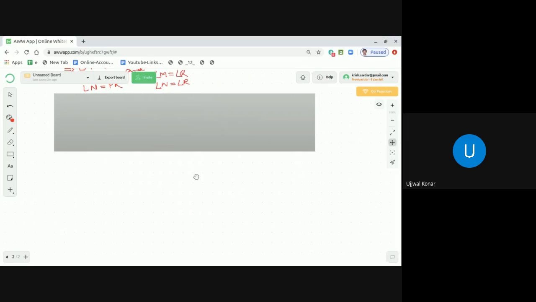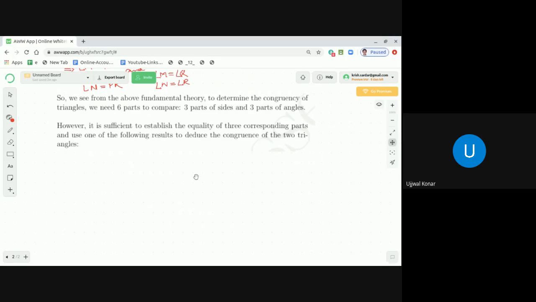As you see, dear students, from the above fundamental theory, to determine the congruency of triangles, we need 6 parts to compare, 3 parts of sides and 3 parts of angles. However, it is sufficient to establish the equality of 3 corresponding parts and use one of the following results to deduce the congruency of 2 triangles. And I am going to discuss those topics. The first one, dear students, is called the SSS Congruency Rule.